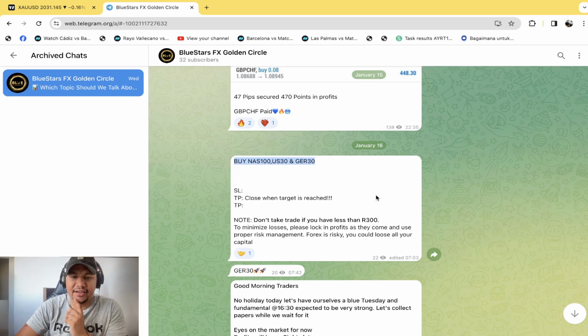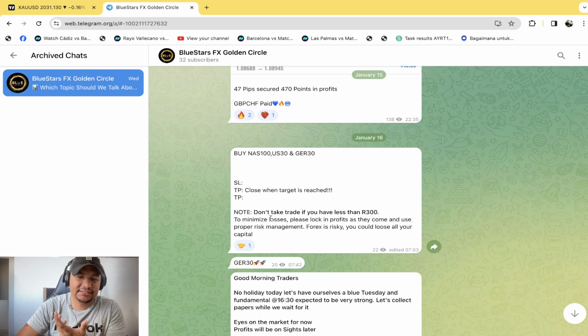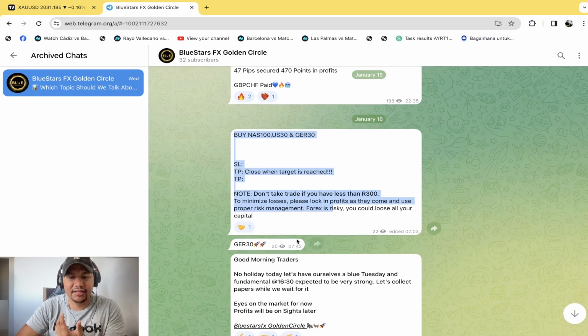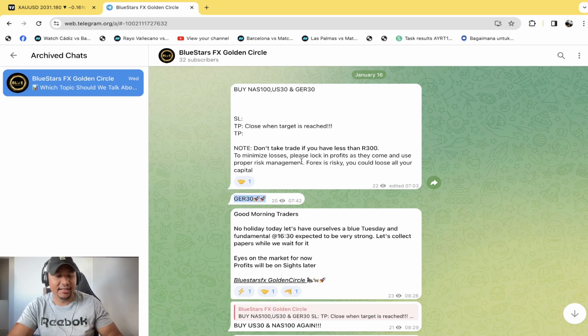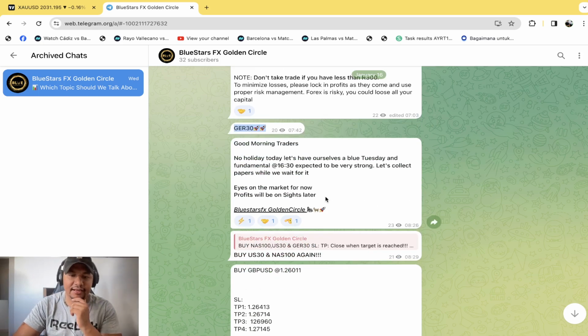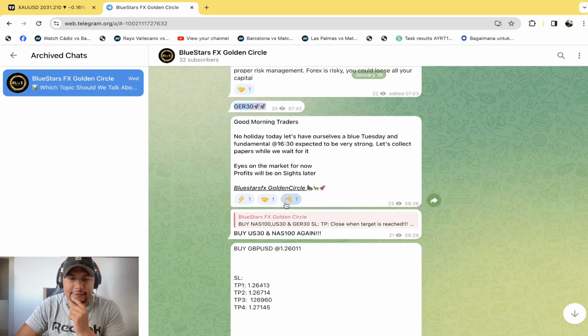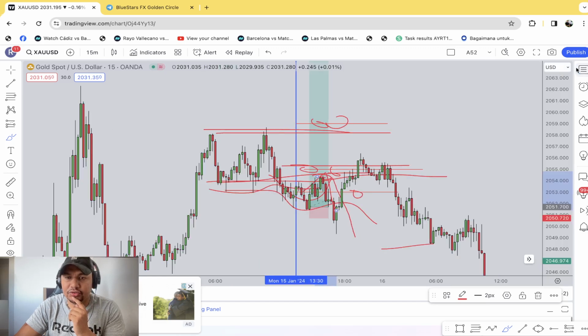Here we got a trade on the buy, NAS 100, US 30, and German 30. This is also a fundamental trade. Here you can see that German 30 was a good trade. That means the NASDAQ and German 30 was not a good trade. It means that things did not go exactly as anticipated, right? Which is why I say that I do not agree with trading fundamental data, right? Here we got a buy on GU.